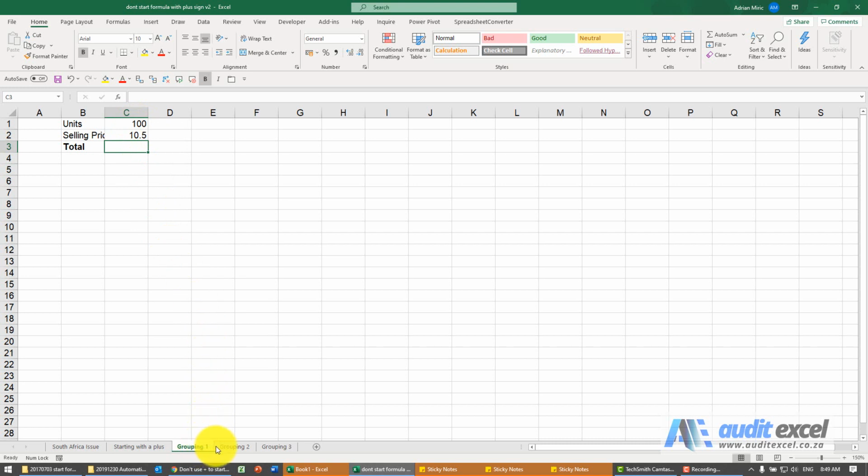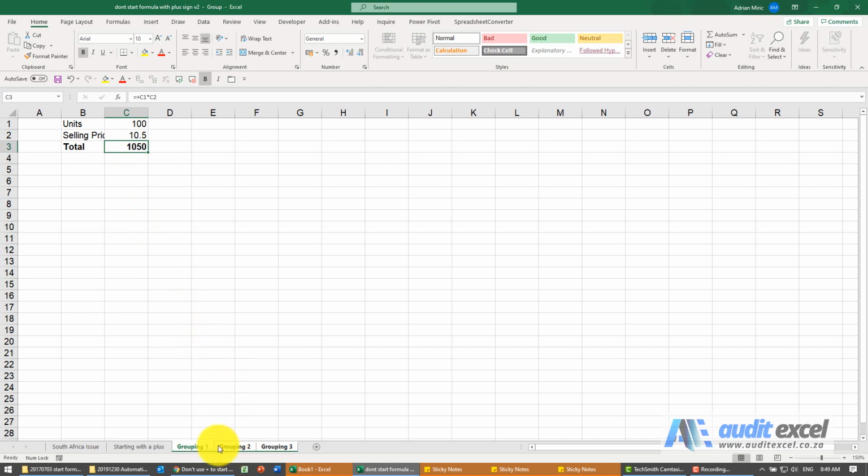So just to make my life easier, I'm going to hold my shift key down, group those. So now whatever I do here happens to all 3 sheets. But I'm not going to use an equal sign. I'm going to say plus that multiplied by that. If I click equals, no problem, that one's working fine.